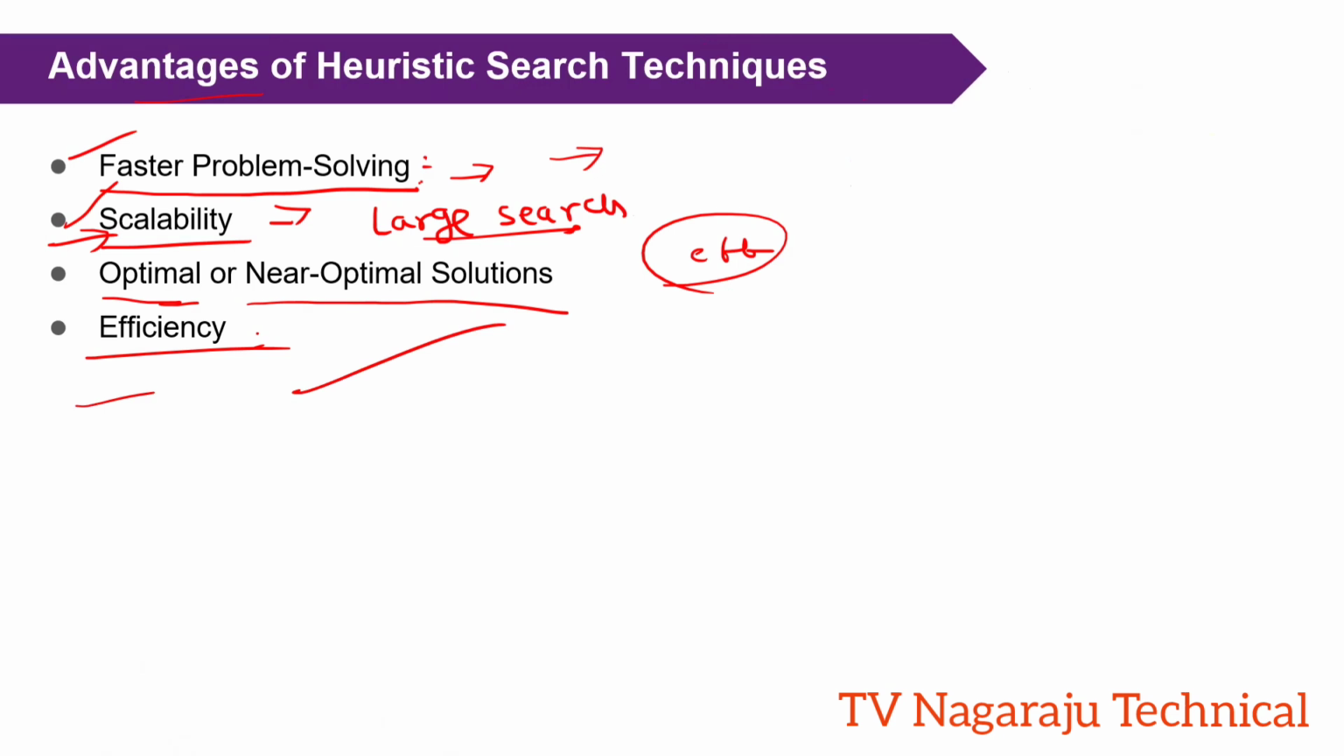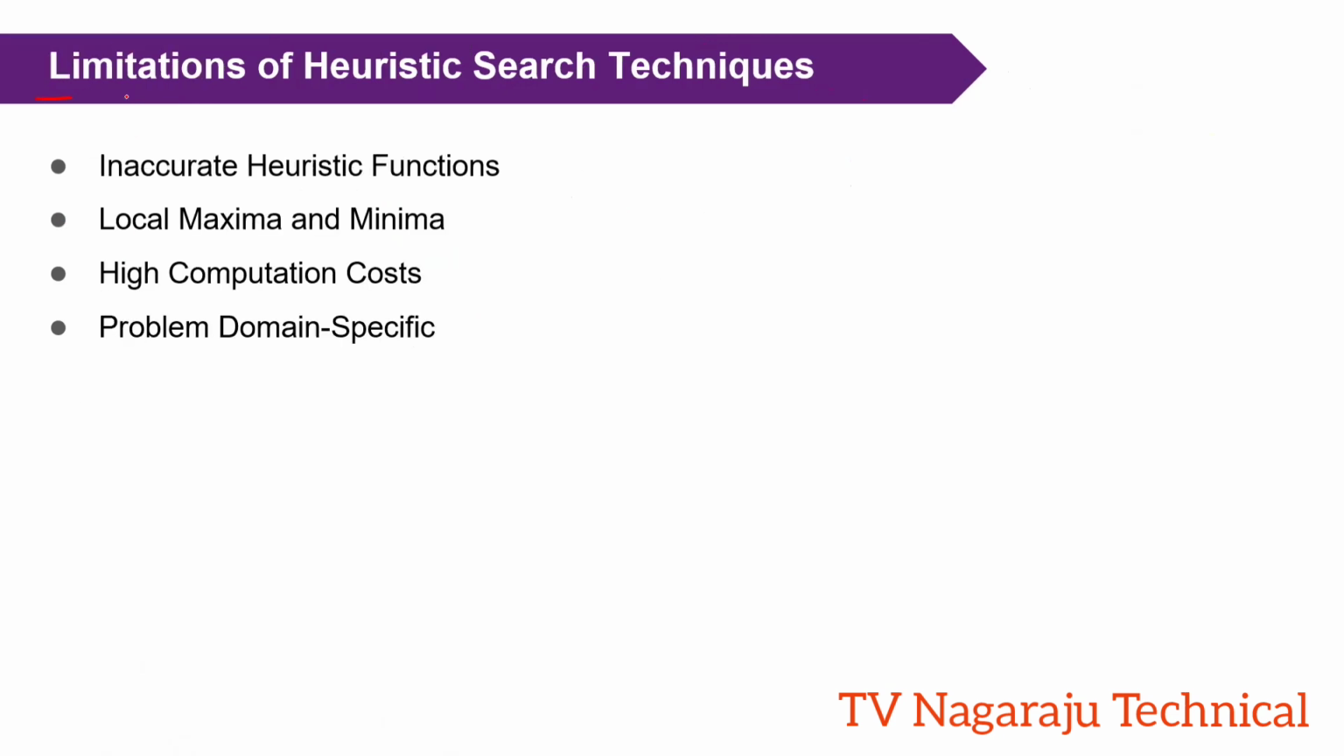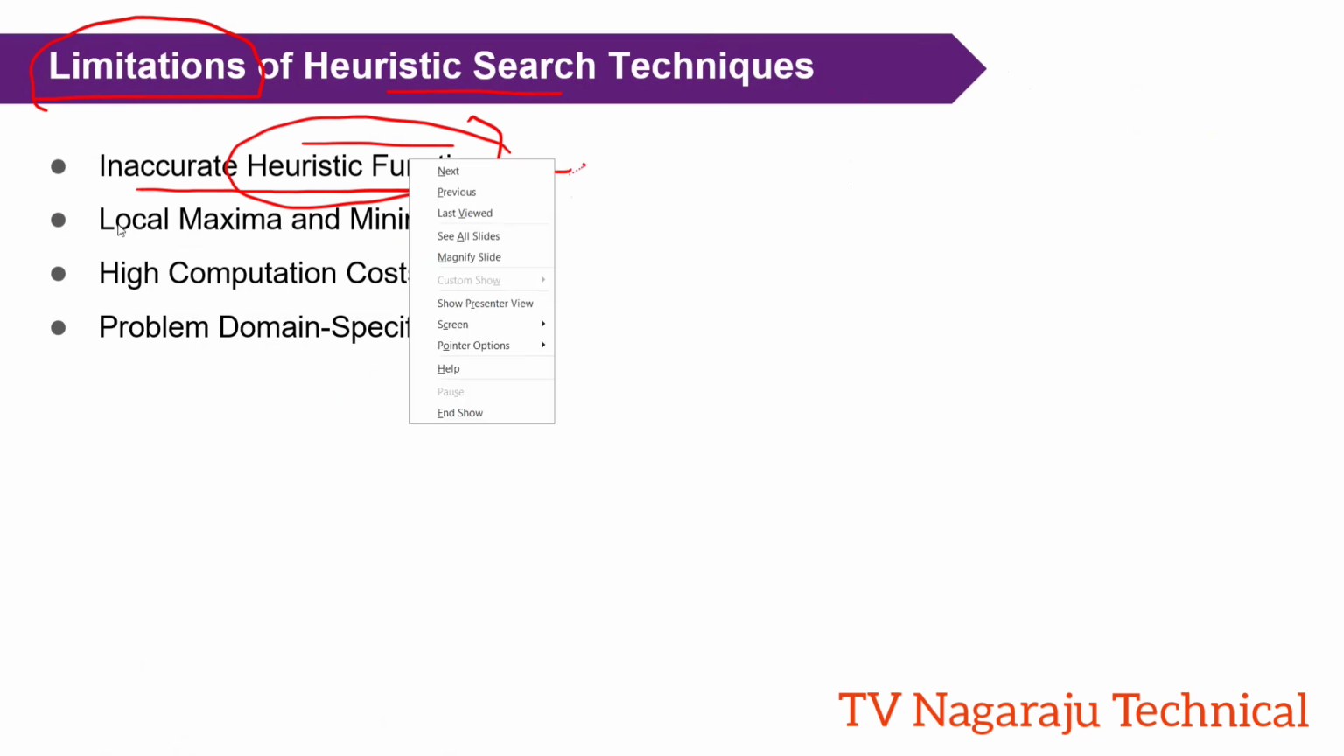Anyway, for any technique, along with advantages, some limitations are also there. What is the main limitation? Inaccurate heuristic function, meaning the selection of the heuristic function plays a very crucial role. Yes or no? So the effectiveness of this search depends mainly on the heuristic function. Suppose the heuristic function is very poor, obviously it leads to bad results.